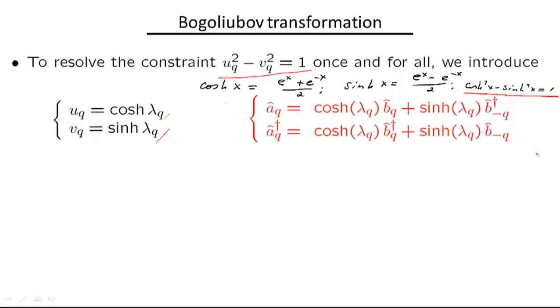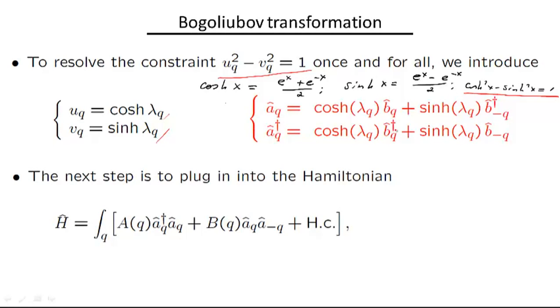So I have A of q equal to cosine hyperbolic of lambda b of q plus sine hyperbolic of lambda b of minus q dagger, and the corresponding A dagger. All right, so now what needs to be done is that we just have to do a brute force analysis. We just go ahead and plug in these expressions into the Hamiltonian.